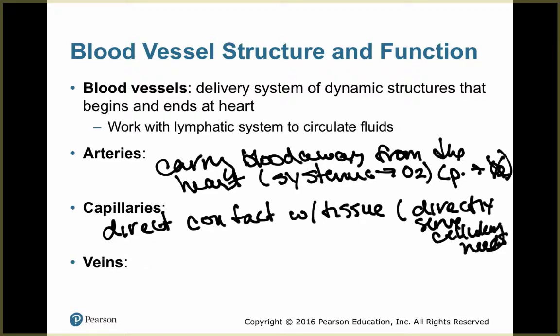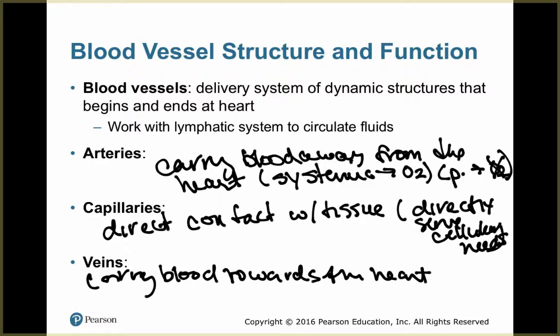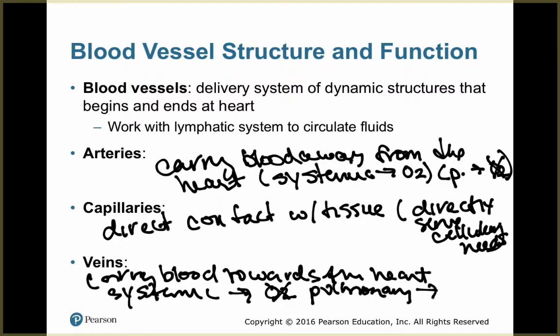And the last are veins, and veins carry blood towards the heart. When it's coming essentially back from the systems or from all the organs and tissues, which is called the systemic system, right, basically, that doesn't have oxygen. But the blood that's coming back from the pulmonary or the lungs, this will have oxygen. So those are the three main structures and their functions to include blood vessels.